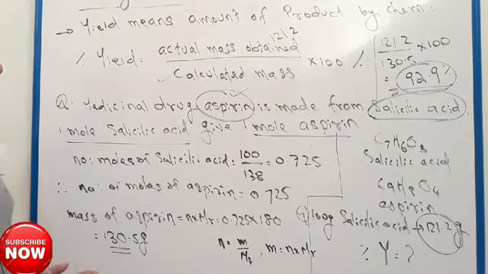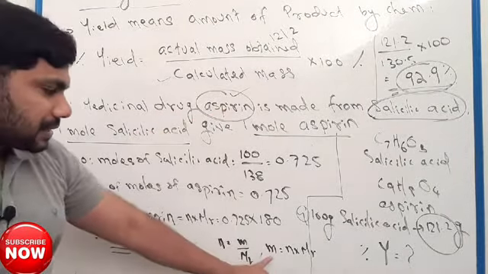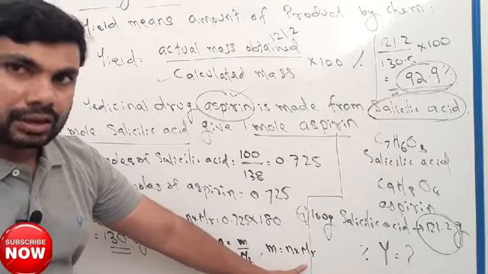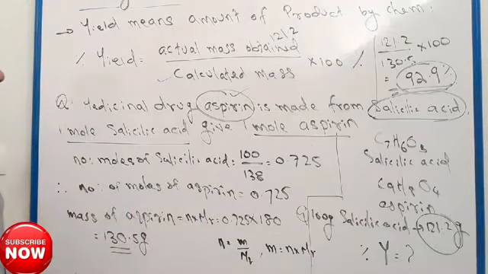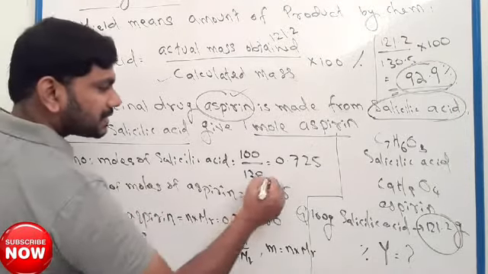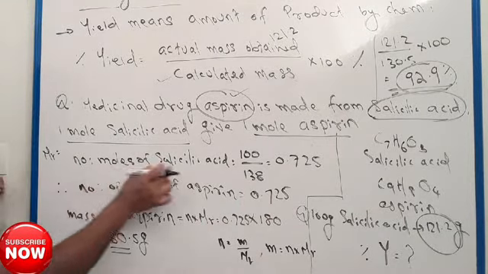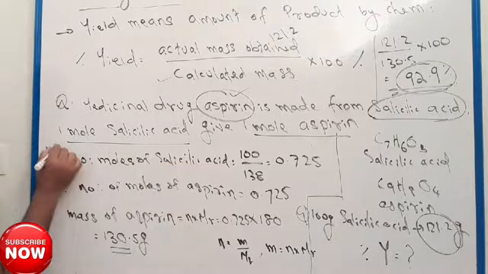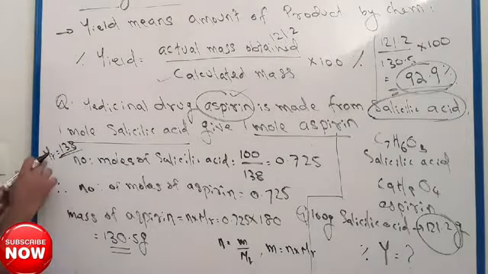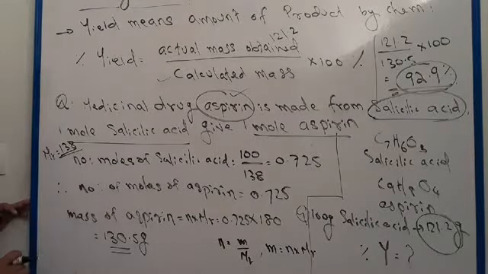Clear? So to find calculated mass, this is the equation: mass is equal to number of moles times molecular mass. It is given in the question, the relative molecular mass of salicylic acid is 138. You can see the question.